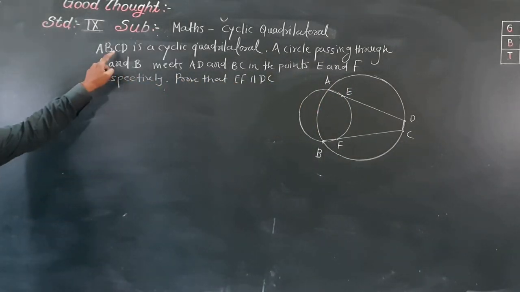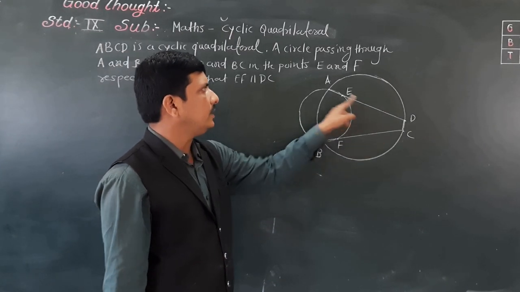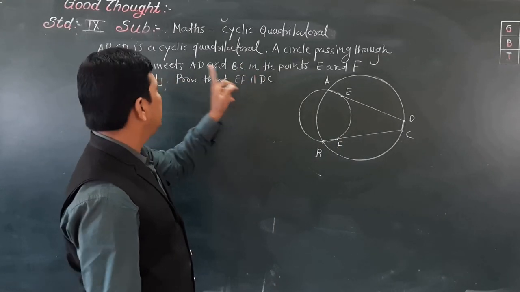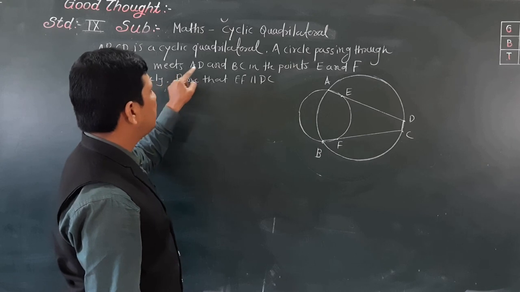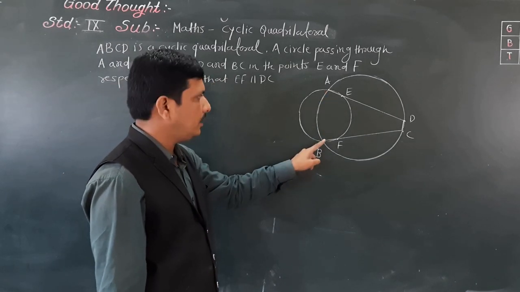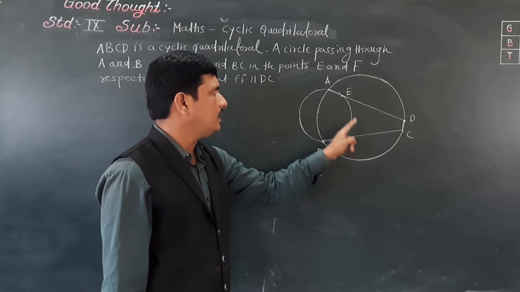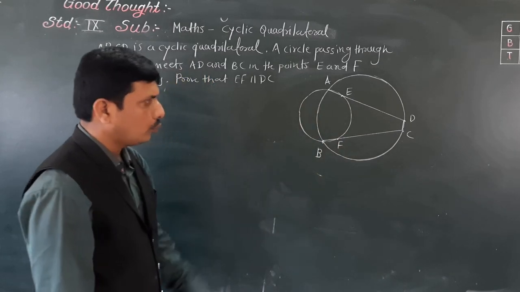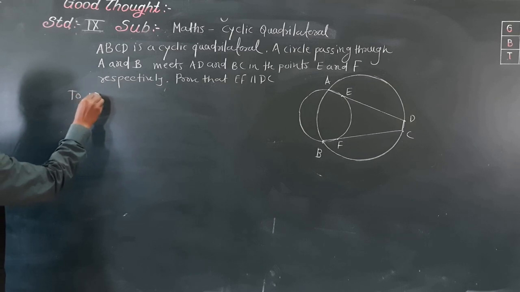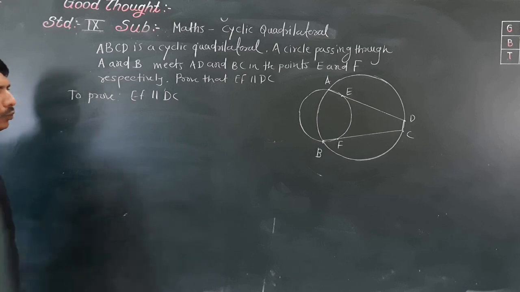Once again, see, ABCD is a cyclic quadrilateral. A circle passing through A and B meets AD and BC in the points. A circle which is passing through the points A and B meets this AD and BC at points E and F, and we have to prove that EF is parallel to BC. So to prove EF is parallel to BC, that we need to prove.